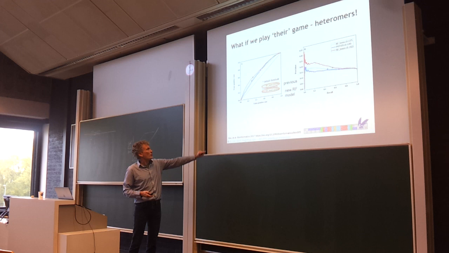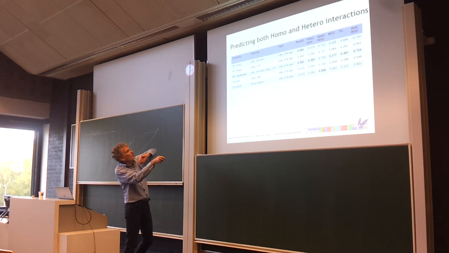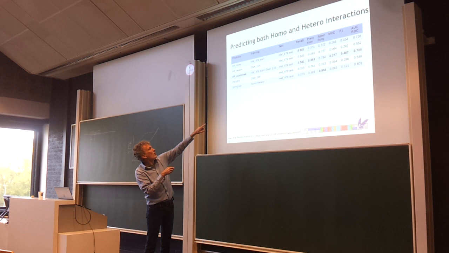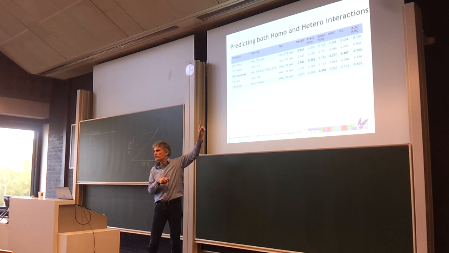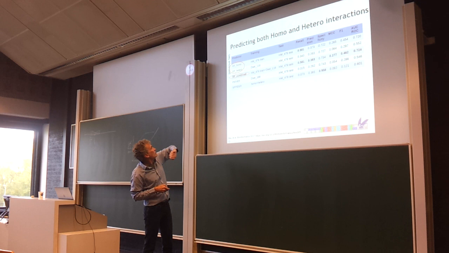I don't have a ROC plot for that. I do, but I didn't put it in the slides. These are just the previous ones. You can recognize the performance metrics here. And we train a new one on the combined training set, and we test it on the homomeric interactions, and the bold ones are the highest number in the column. And so this one is actually, for the homomeric predictions, even better in all the performances.